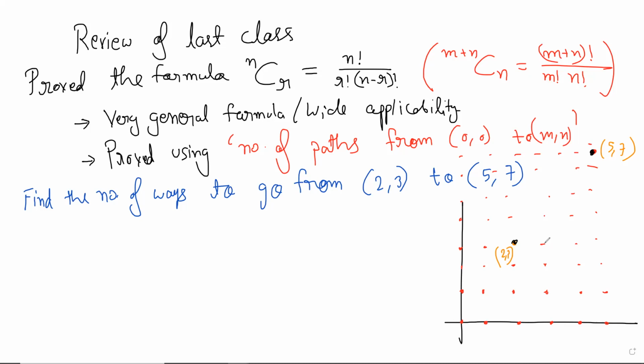Yes, right. So we have to move, as you said, 1, 2, 3, 3 right and 4 up. So we have to move 3 right and 4 up. So 3 rights and 4 ups, right? So then what should be the way? What should be the answer?